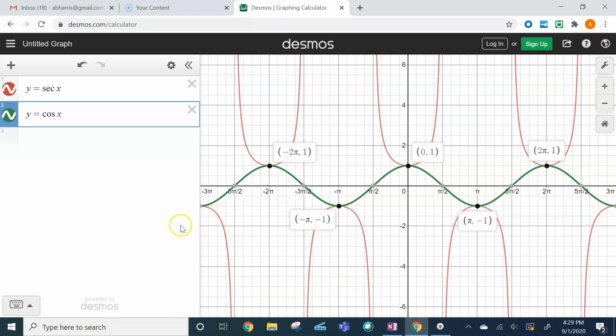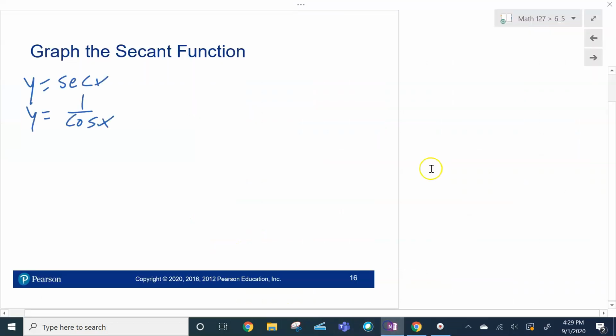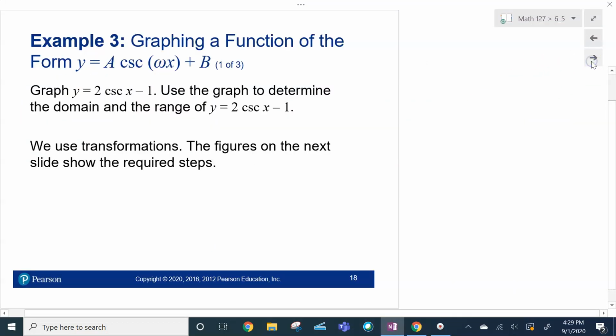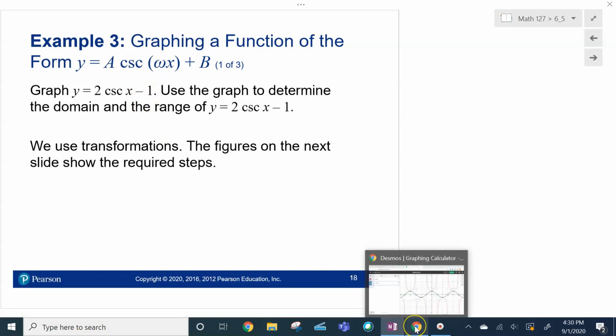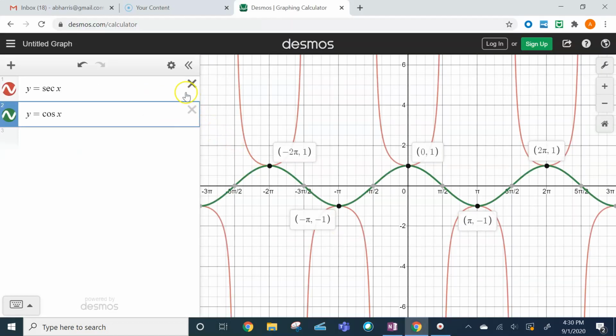Our last function here is to take a look at 2 cosecant of x minus 1, and think about those transformations. So you're looking at that 2 right there in front. You're thinking to yourself, well, that's a vertical stretch of the cosecant function, right? It's going to stretch that out. And then we're just going to drop it down 1. All right, so let's do that with transformations. 2 cosecant x minus 1.